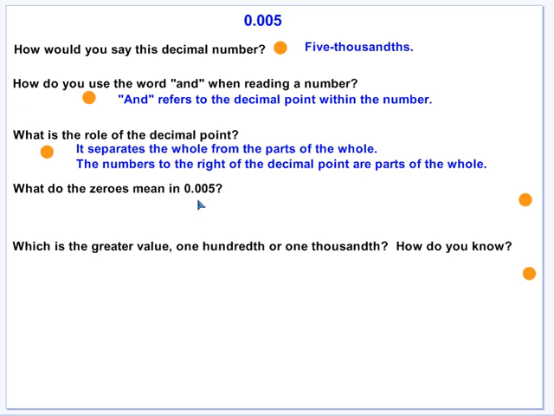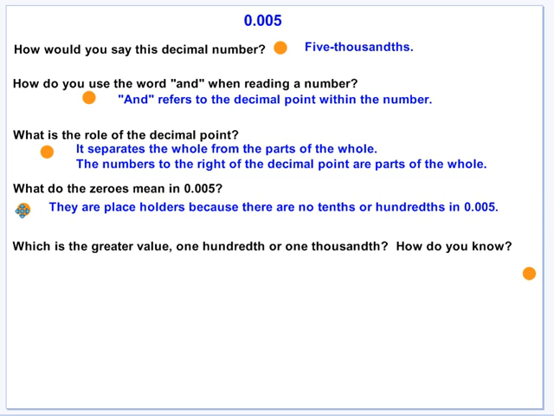What do the zeros mean? Is it okay to have them there? It sure is in that number. Can we add more within there? No, but we could add zeros to the end of the number, which is after that 5. But the zeros in this particular number are placeholders because I don't have any ones, I don't have any tenths, I don't have any hundredths, but I do have 5,000ths.